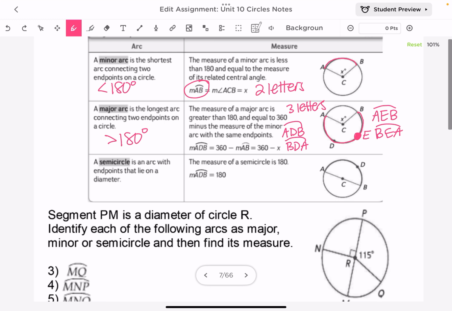All right, and then we have our semicircle. This is going to equal 180 degrees. And you can see that that diameter is splitting that into a semicircle. Sometimes you might see that named with 3 letters. Sometimes you might see just 2.